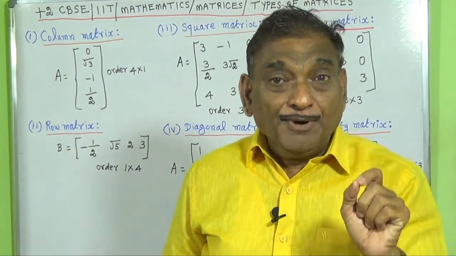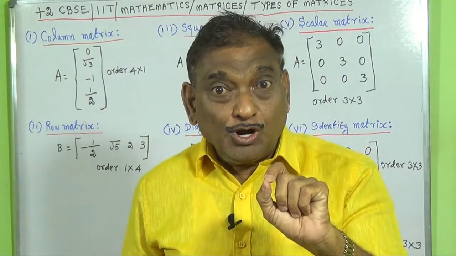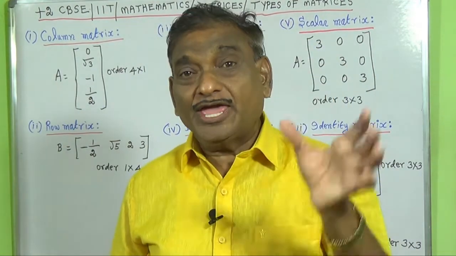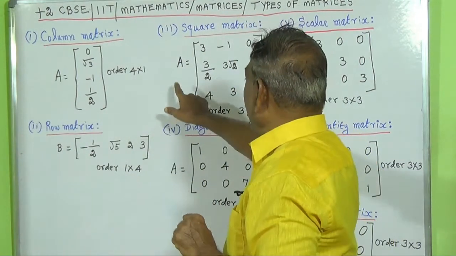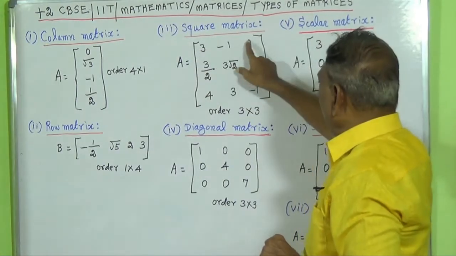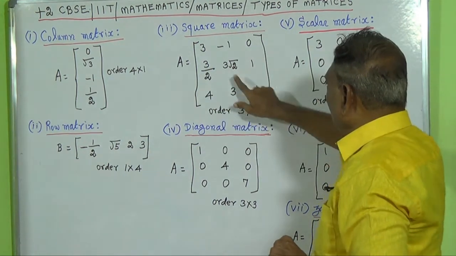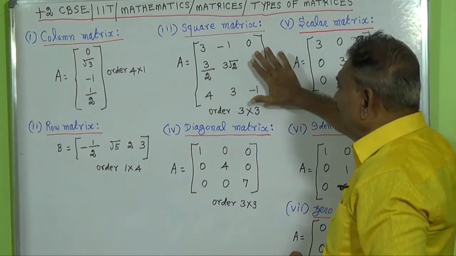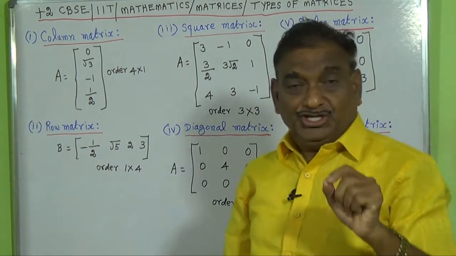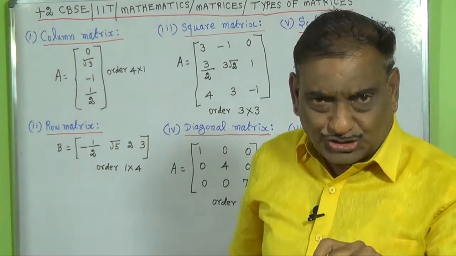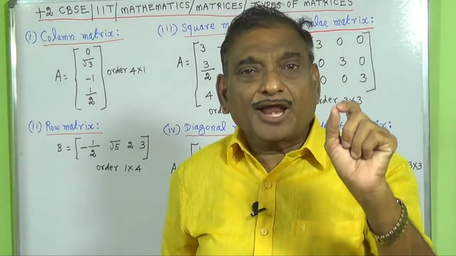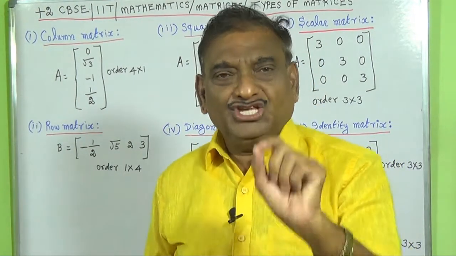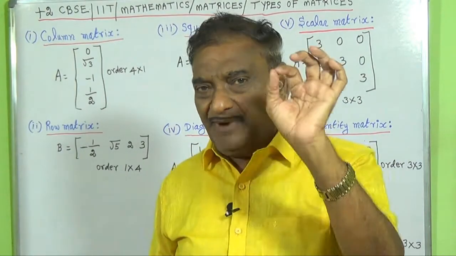Then coming to the square matrix. If the number of rows is equal to the number of columns, that matrix is called square matrix. That is matrix A. First row, second row, third row. There are 3 rows. First column, second column, third column. There are 3 columns. So in this matrix there are 3 rows and 3 columns. The number of rows is equal to the number of columns, so this matrix is called a square matrix.